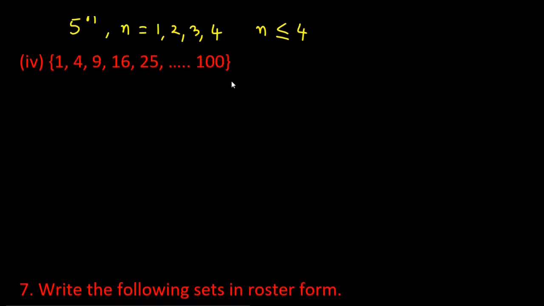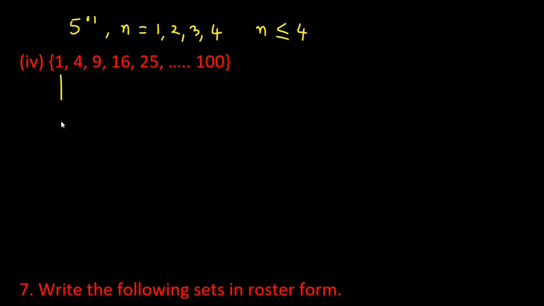The fourth one, 1, 4, 9, 16, 25, etc., continued up to 100. Here by observing these numbers, we understand that they are all squares.